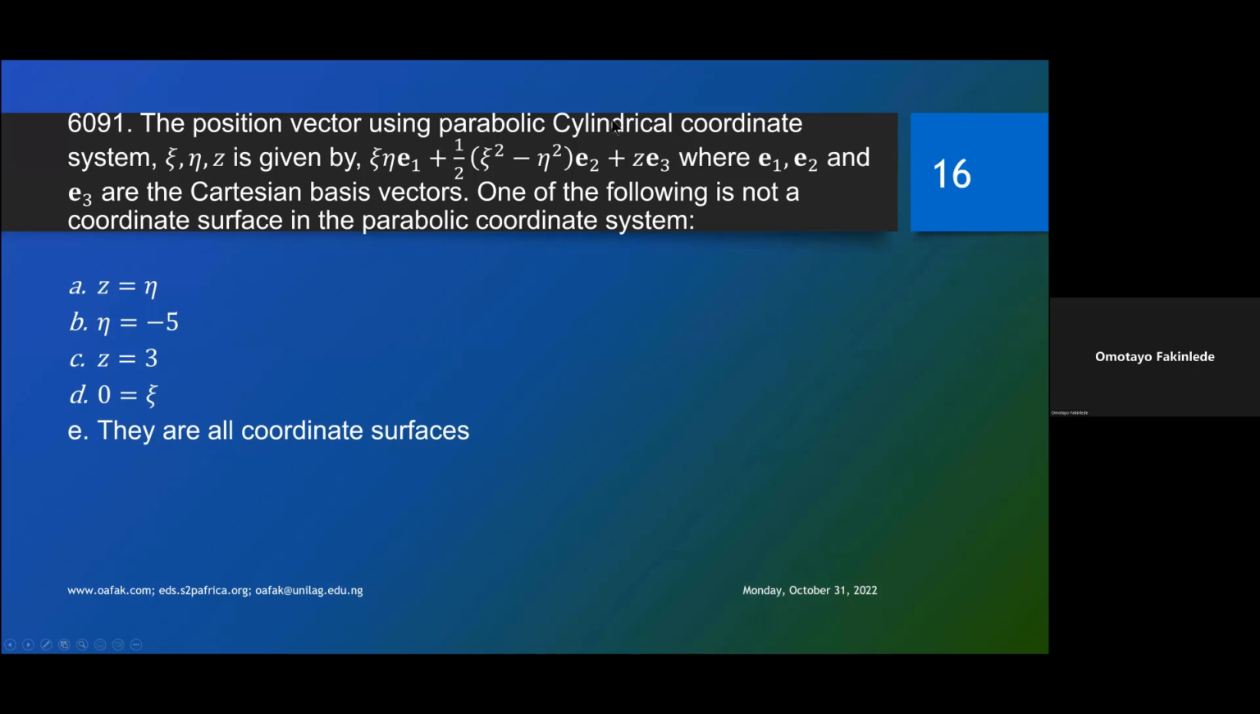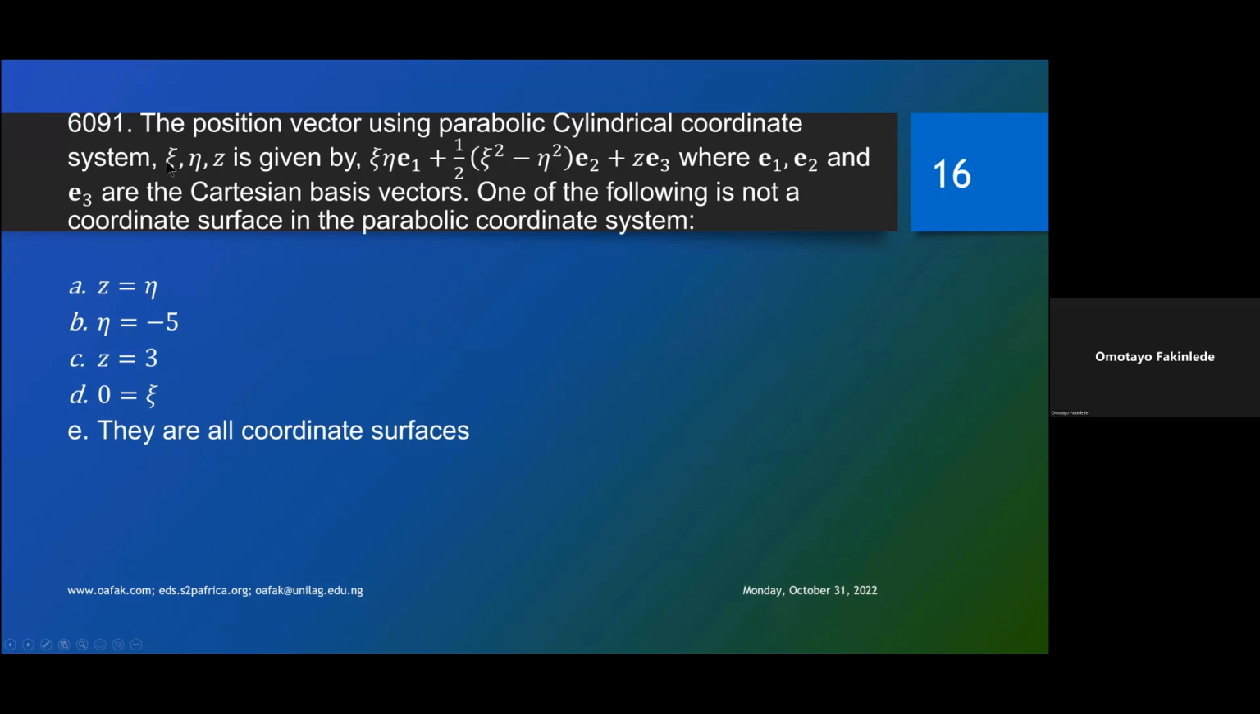Whether you know it is parabolic cylindrical or not does not really help or hurt your ability to solve this problem. It's just good that you know what it is, just nice to know. So one of the following is not the coordinate surface. Now, coordinate surface, if you are using the parameters of the coordinate system, would be where any of these three parameters is equal to a constant.